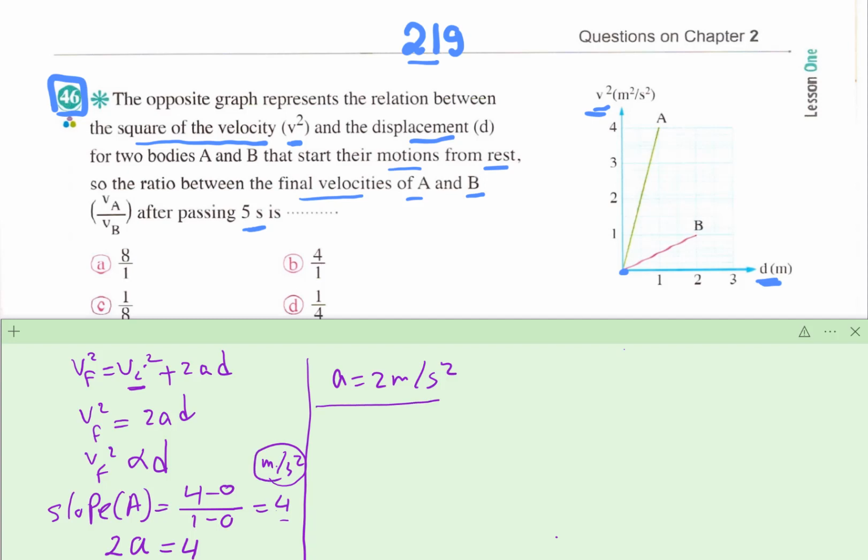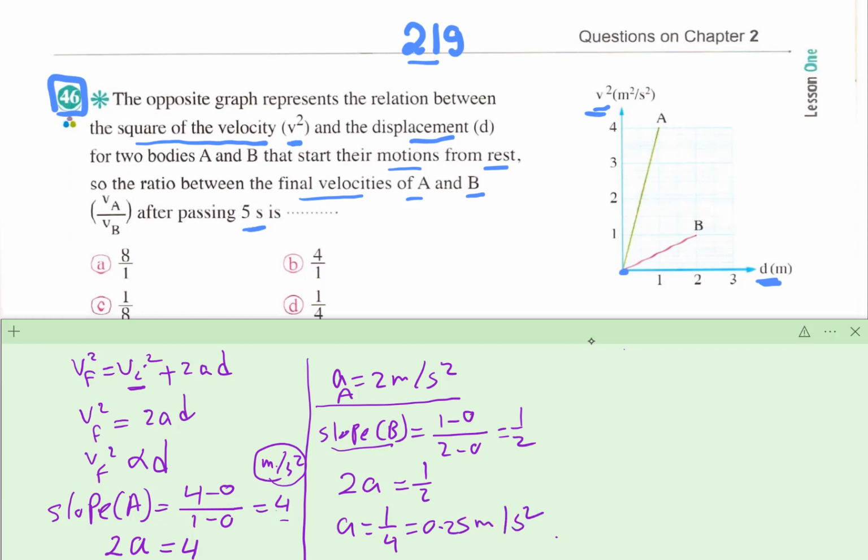Okay, guys? Let's get the slope for object B. Slope B equals 1 minus 0 over 2 minus 0, means a half, right? And this slope, as we said, equals 2A, so 2A equals half, so A equals 1 over 4 or 0.25 meter per second square. This is the acceleration for object B. So we got the acceleration for A and the acceleration for B.